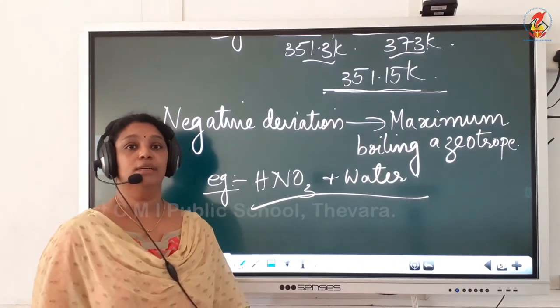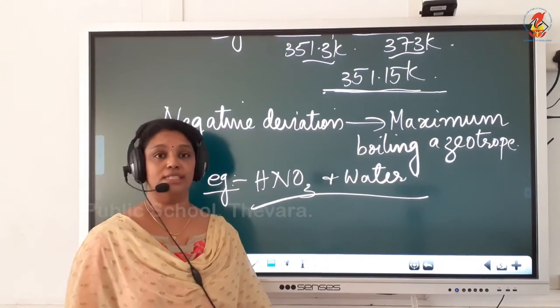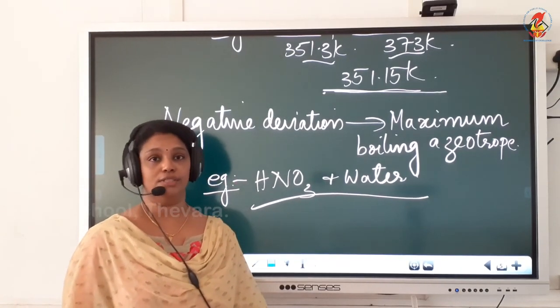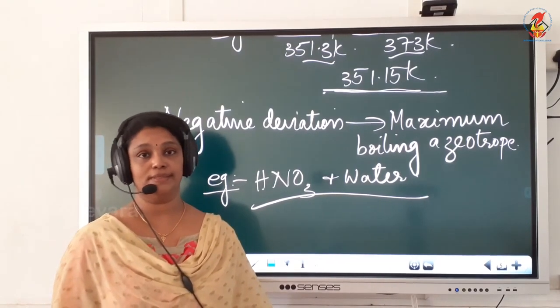So this is about non-ideal solutions showing positive and negative deviations from Raoult's law, and also about azeotropes. Thank you.